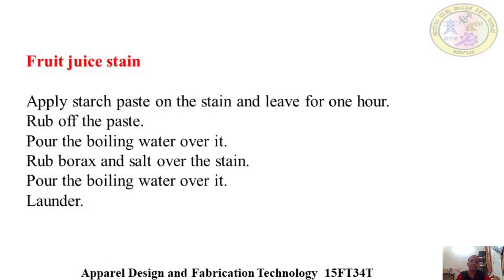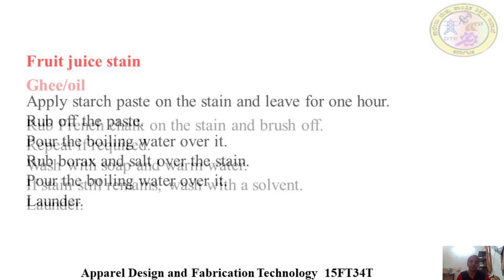Fruit juice stain. How to remove the fruit juice stain? First, apply starch paste on the stain and leave for 1 hour. Rub off the paste. Pour boiling water over it. Rub borax and salt over the stain. Pour boiling water over it and launder. So for the removal of the fruit juice stain, you have to follow these steps.